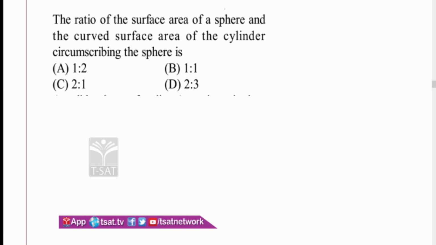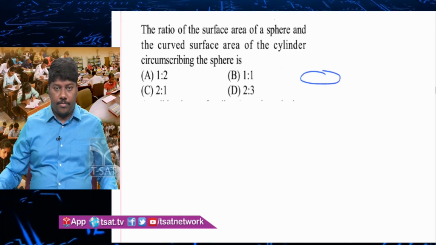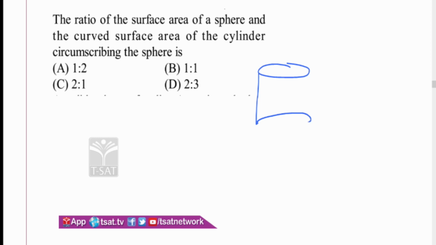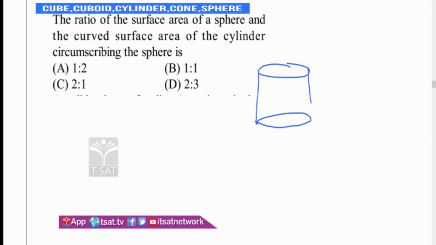The ratio of surface area of a sphere and the curved surface area of the cylinder circumscribing the sphere is. Here, the cylinder circumscribing the sphere is like this. Therefore, the height of the cylinder is 2 times r, and the radius for both of them is the same.